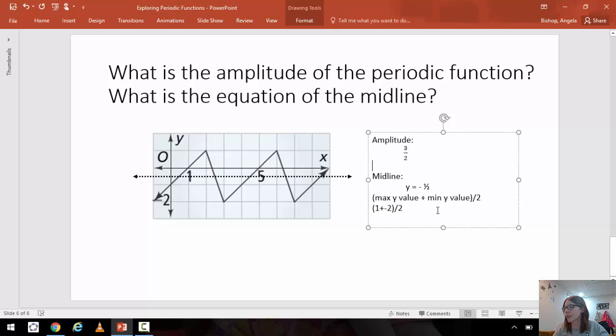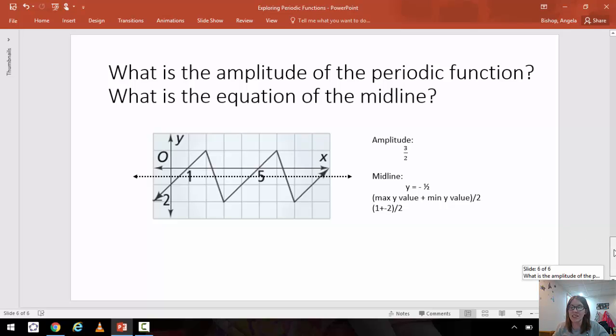So again, a lot of this first section is figuring out some vocabulary, seeing the words amplitude, seeing the words midline, and just understanding and seeing what a periodic function is, as well as the word period. So there you go.